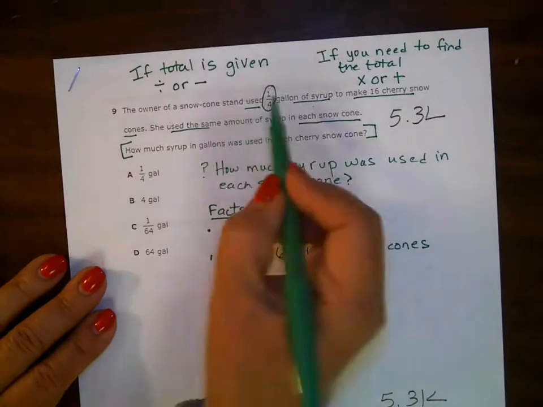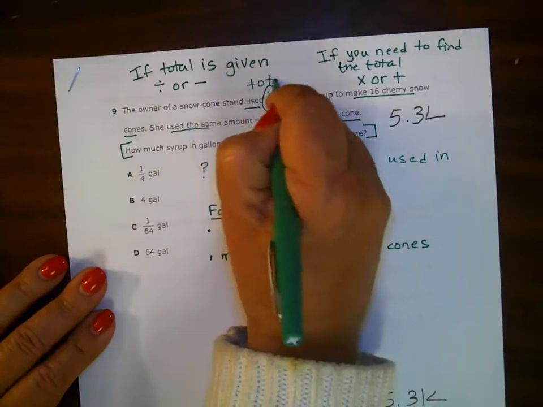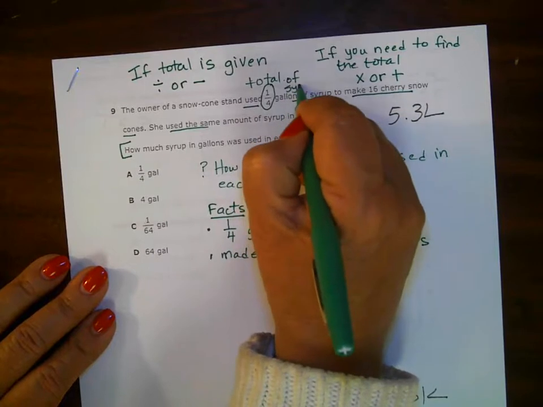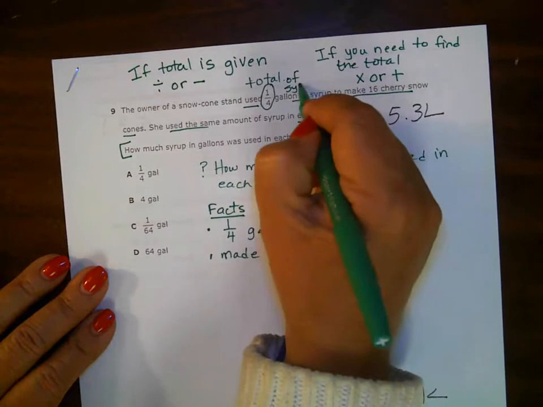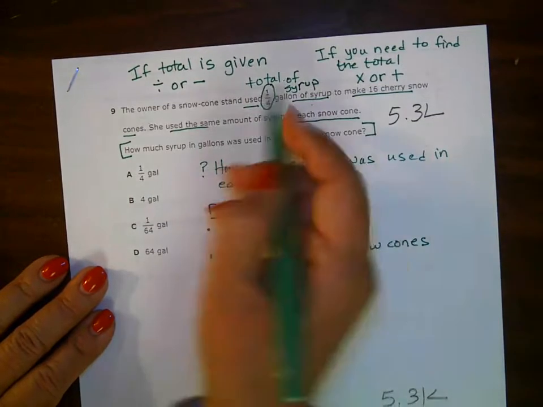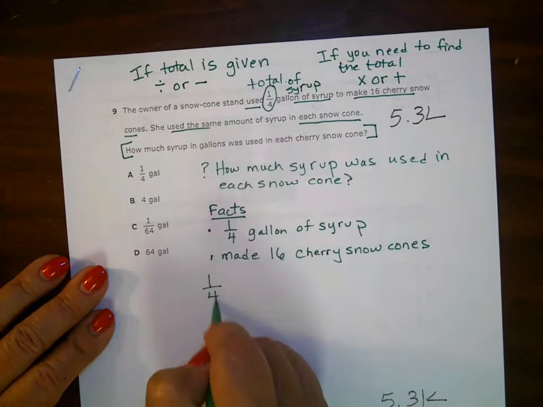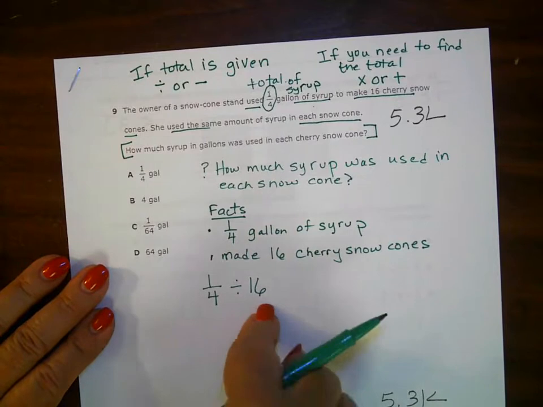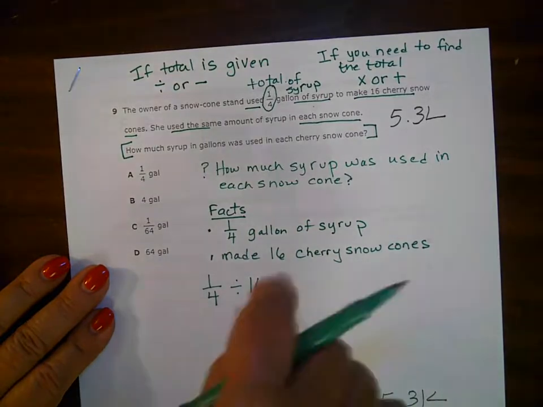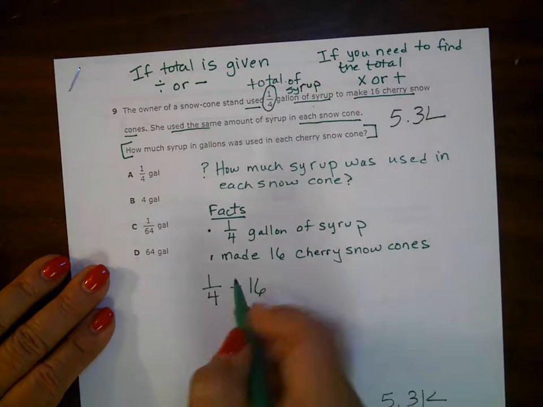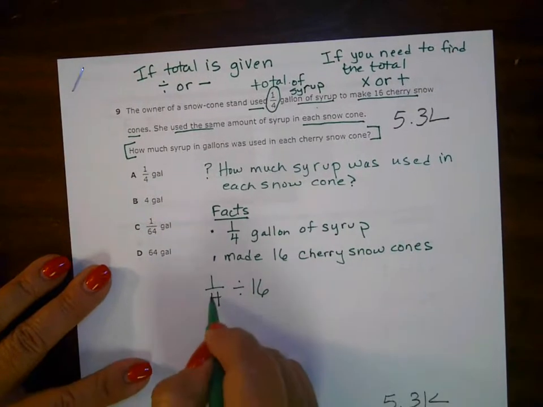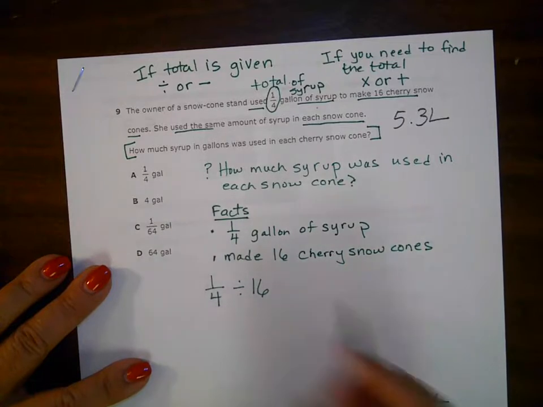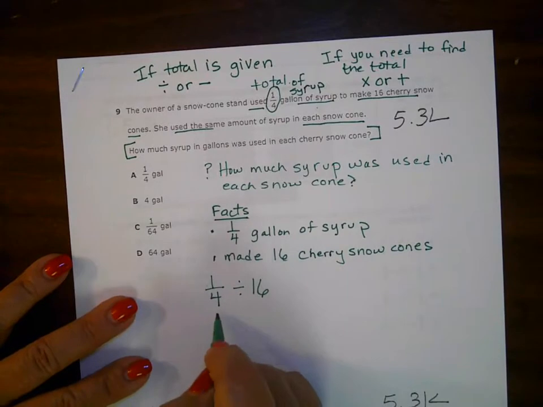All right, so now I know that the total is given. So this is the total amount of syrup. My goodness, I don't know why that's a tough one for me today. Because I have the total, that now becomes my dividend, and I'm going to divide that by 16 because I had 16 snow cones, and how much of the 1/4 gallon went into each snow cone. So I'm going to have 16 individual groups in my first 1/4. If I do it for the other 3/4, how many total 16ths will I end up having?